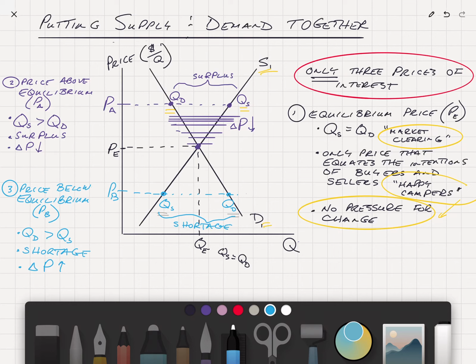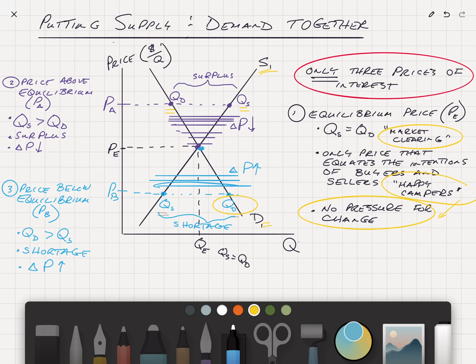Whenever there's a shortage, there's going to be pressure for price to rise until it hits equilibrium and the pressure is gone. There's no pressure for change. Where does that pressure come from? In this case, it comes from the demand side of the market, as consumers are bidding up the price of a relatively scarce product.